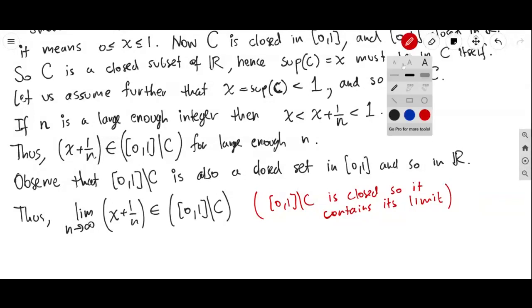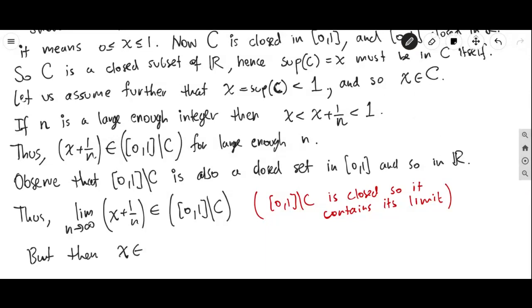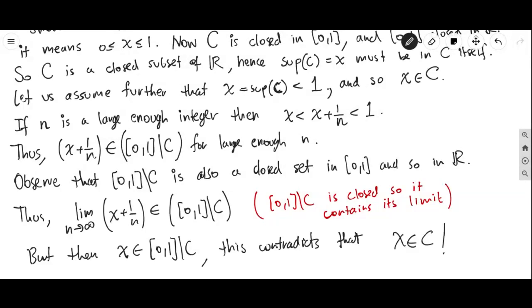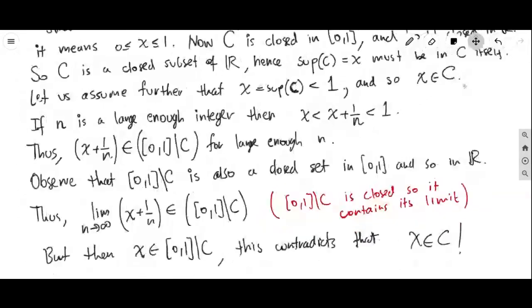But what's the limit of this? The limit of this is x. But then x has to be an element of this. And why is this? This contradicts that x is an element of C. See that we said that x is in C, right? x is in C, and x is in the complement of C. The reason why x is in C is because x was the supremum. And the reason why x is in the complement of C is because x is the limit of these numbers which are in the complement. And since this is closed, it will contain its limit. So you have a contradiction out of this.